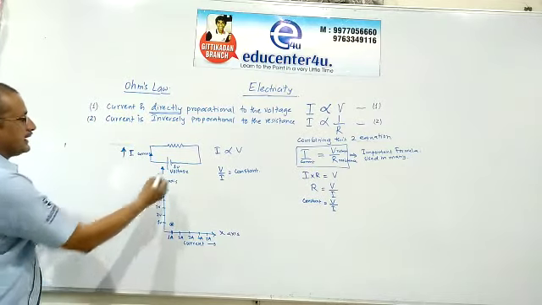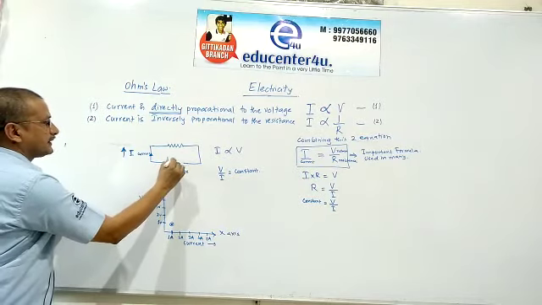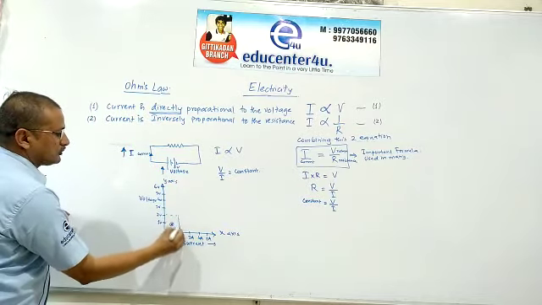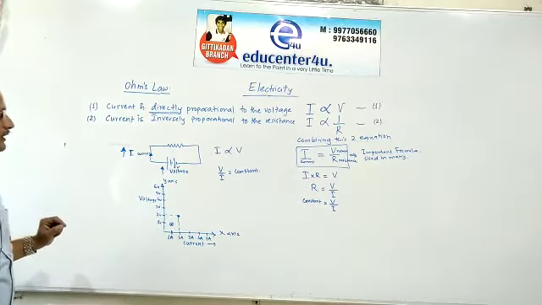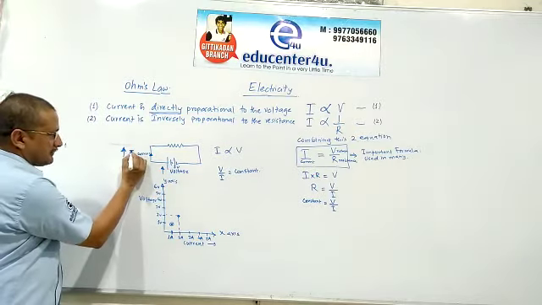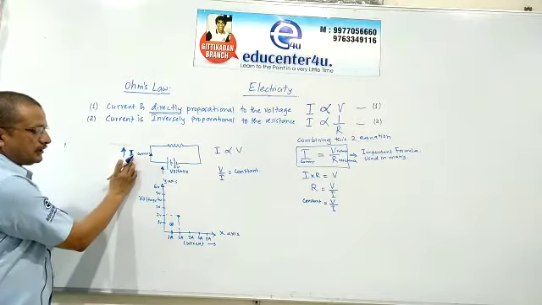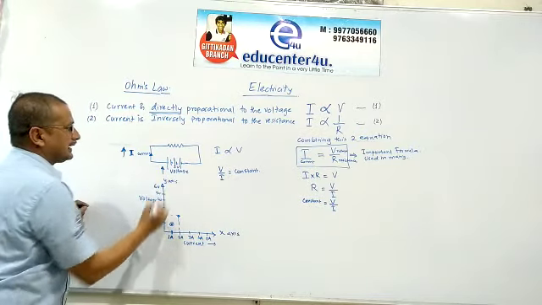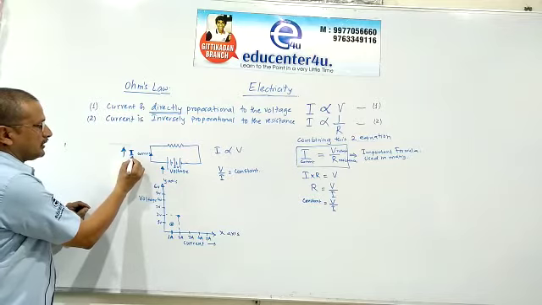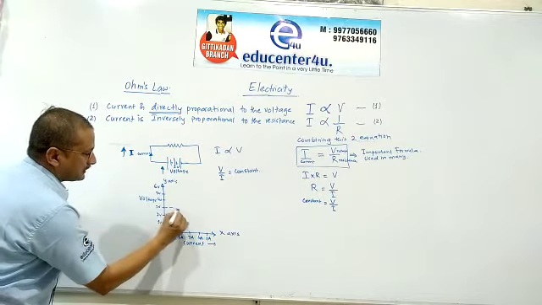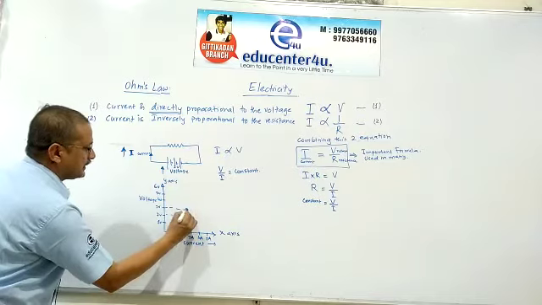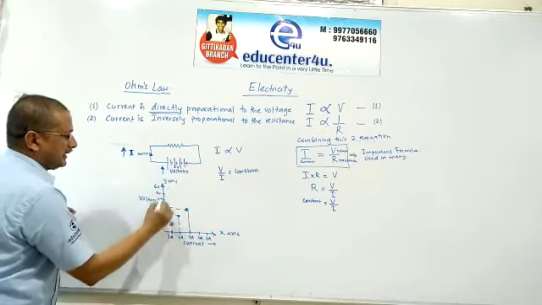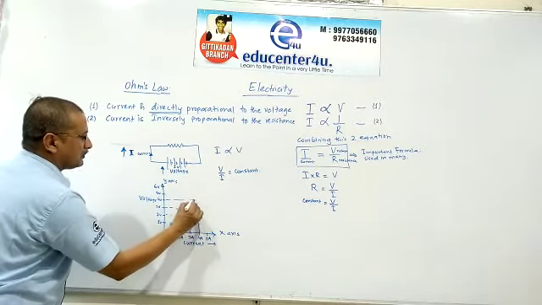So if you are increasing the number of cells here, suppose 2 volt, then the amount of current that flows in that circuit will also be more. If you are increasing the number of batteries again, the value of the current will also increase. Just like this, if you are increasing the number of batteries, the value of the current will be more.